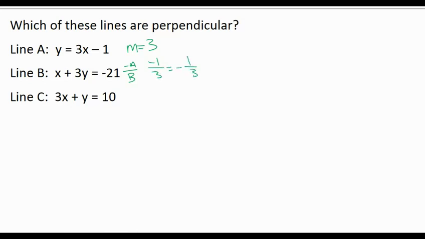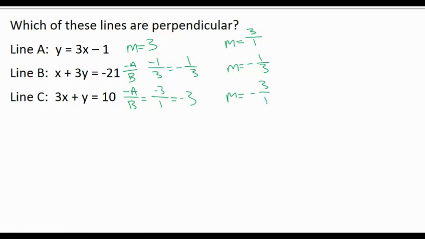And then finally, let's do the last one. You might already know the answer, but let's do the last one. Line C, again, this is in standard form, so negative a over b. So it would be negative 3 over 1, which is negative 3. So I'm going to write all of these as fractions. The first one is 3 over 1. The second one is negative 1/3. The third one is negative 3 over 1.